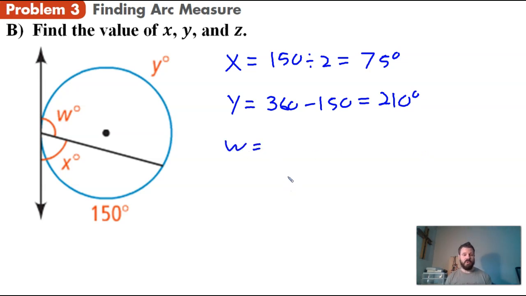For W then, there's a few ways I could approach it. Since I know that X and W are supplementary, if I take 180 minus X, that'll give me W. Or since W, this angle, intercepts the arc of Y, which is 210, I can just divide 210 in half to get W as well. Either way I go, whether I go 180 minus 75 or 210 divided by 2, that's going to give me 105 degrees.